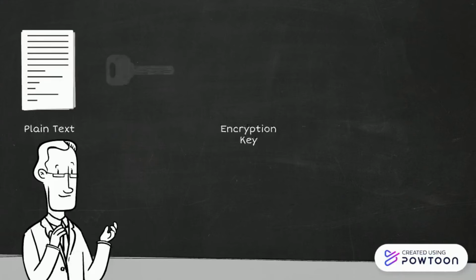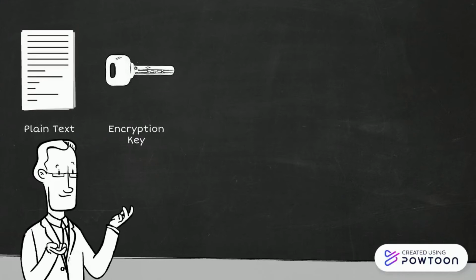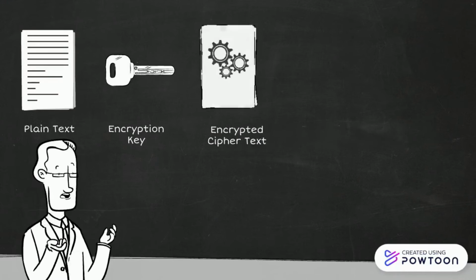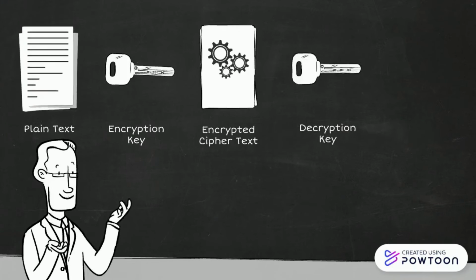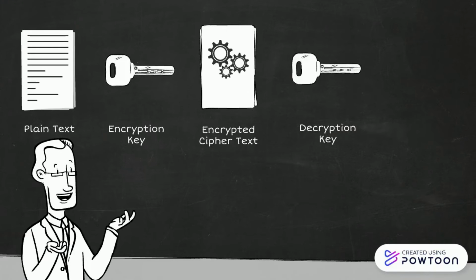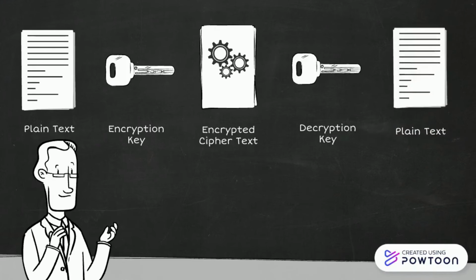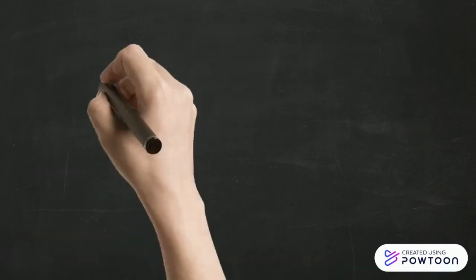Encryption uses an algorithm to scramble or encrypt data and then uses a key for the receiving party to unscramble or decrypt the information. The message contained in an encrypted message is referred to as plain text. In its encrypted, unreadable form, it's referred to as ciphertext.